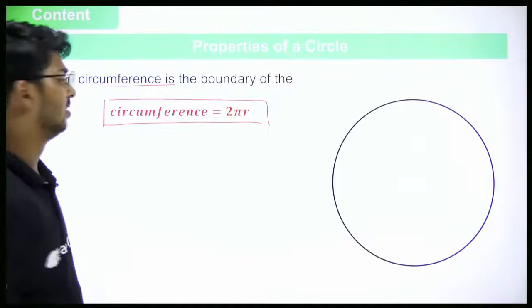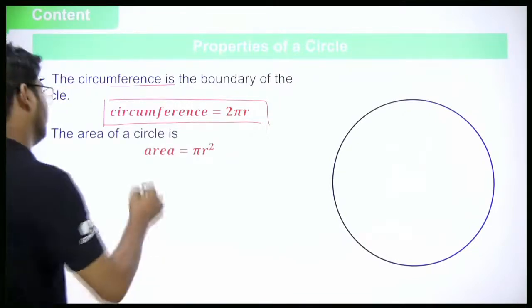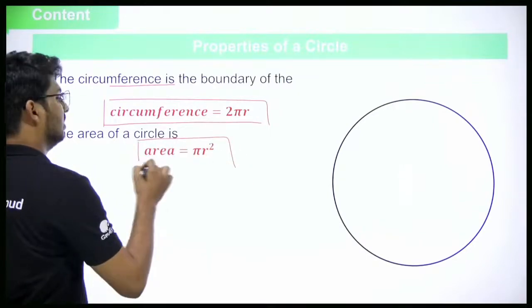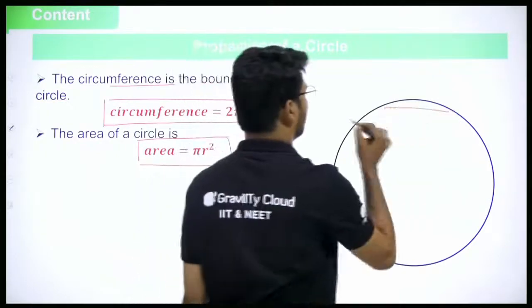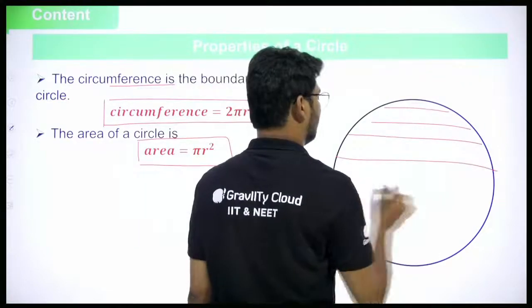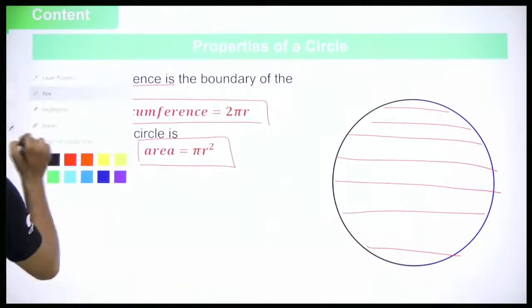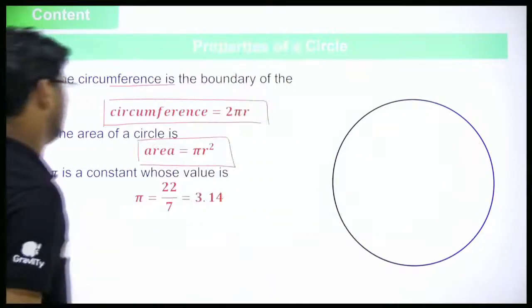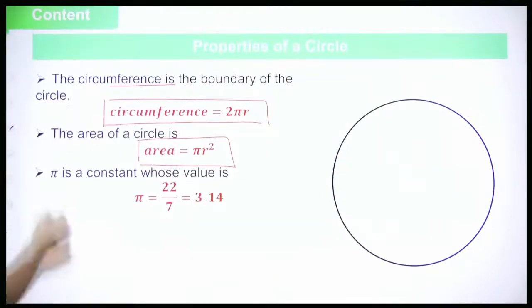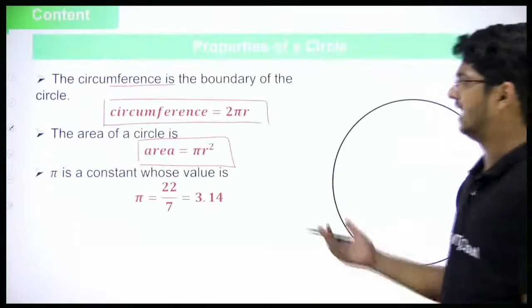That's it, simple, done. And if I go with area, what is area equal to? Again, the formula for the area of a circle is pi r square. Area means this complete area, by the way. What I am shading here, that complete area, that's what we are talking about. And that area will be given by pi r square. The value of pi is also clearly given here, 22 by 7 or 3.14, okay? Let's go into one example. Do we have an example? Don't worry, I'll take an example.